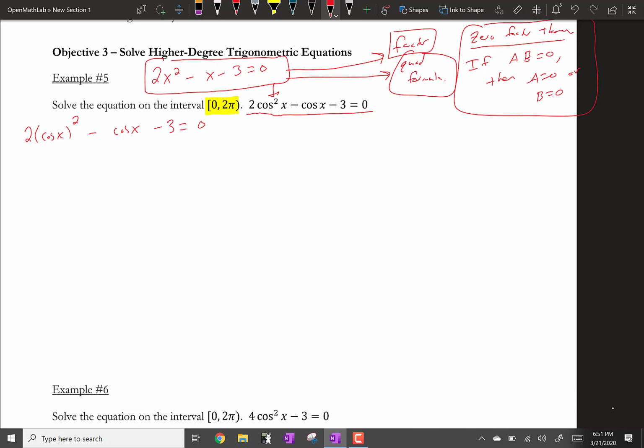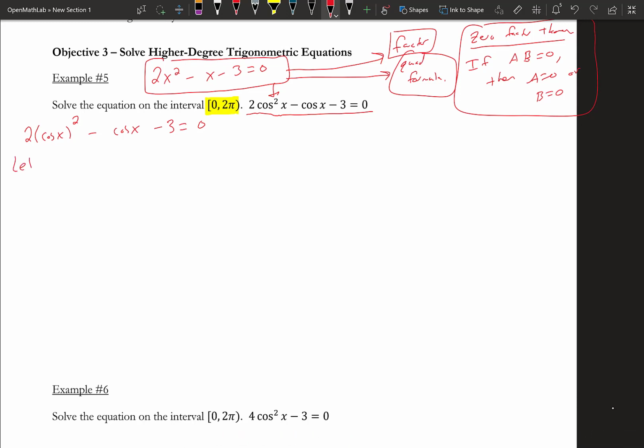To be able to work with this and factor this, something that we might do is let u equal cosine of x. Because by doing that, we would have 2u squared minus u minus 3 equals 0. That looks a little easier to solve for and work with. So we can solve for u, and then put it in terms of x and eventually solve for x. It's just like a dummy variable almost, just to help us.